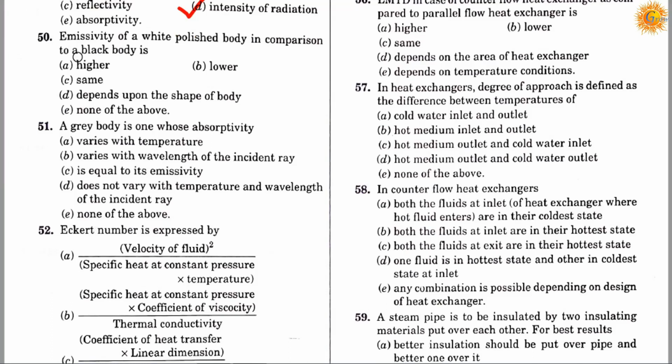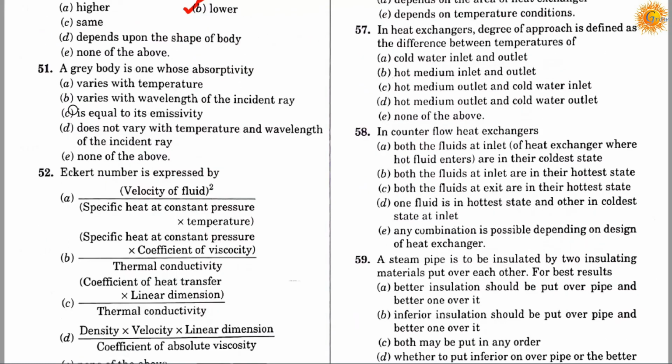Question number 50. Emissivity of a white polished body in comparison to a black body is: option A, higher; option B, lower; option C, the same; option D, depends upon the shape of the body; and option E, none of the above. So the correct answer is B. It will be lower. It means emissivity of the white polished body in comparison to the black body is lower.